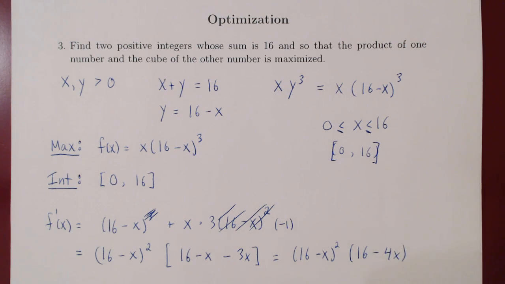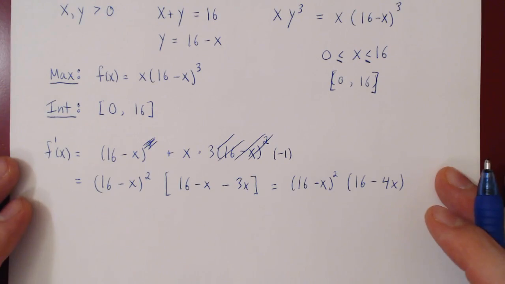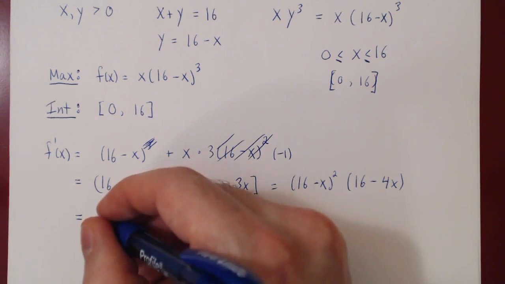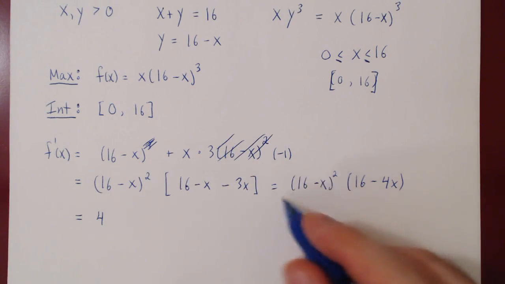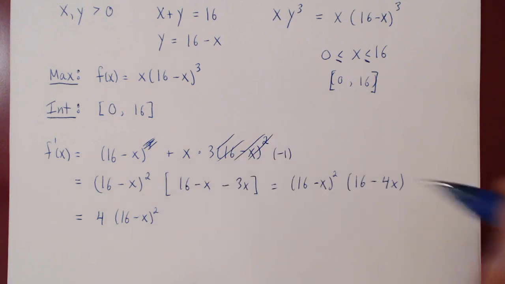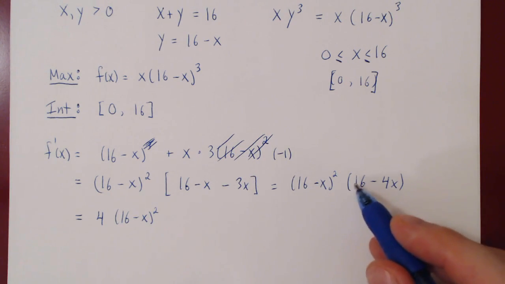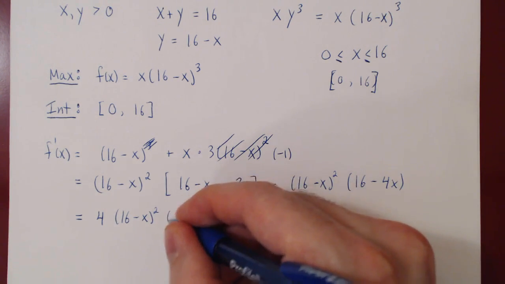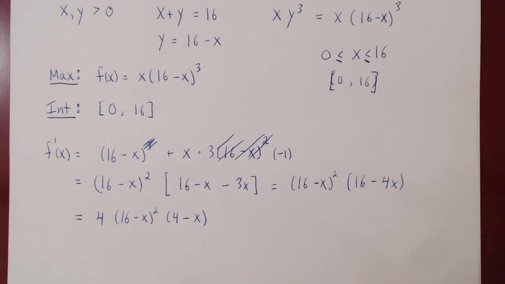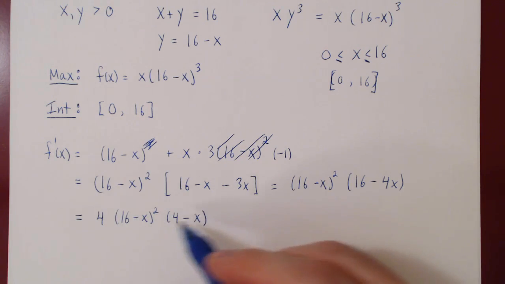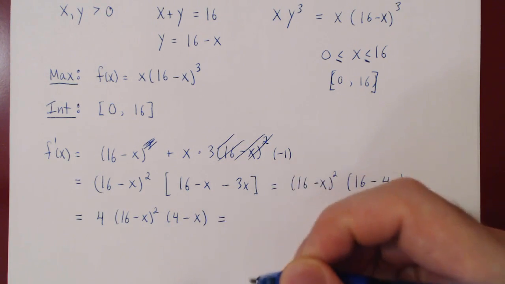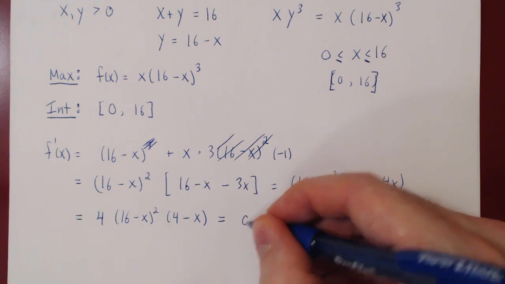We can factor a 4 from here. And if we move it up front, we have 4, 16 minus x all squared. If you factor 4 from here, you're left with 4 minus x. And we were looking for critical points. Obviously, since the derivative is a polynomial, it never is undefined. So we have to look for critical points where the derivative is equal to 0.